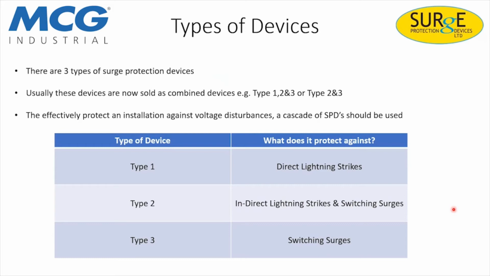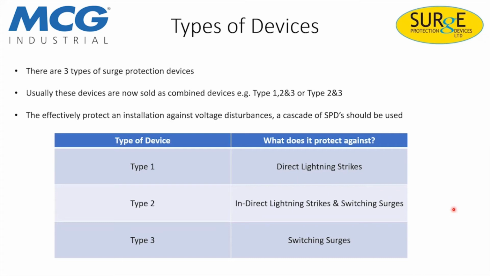These devices are now usually sold as combined devices. So we have type 1s, type 2s and type 3s. But usually when you start looking at the data sheets, it'll be a 1, 2 and 3 combined unit or a type 2 and 3 combined unit. And all that does is provide protection for that board in the 3 phases. It doesn't negate the need for surge protection downstream.